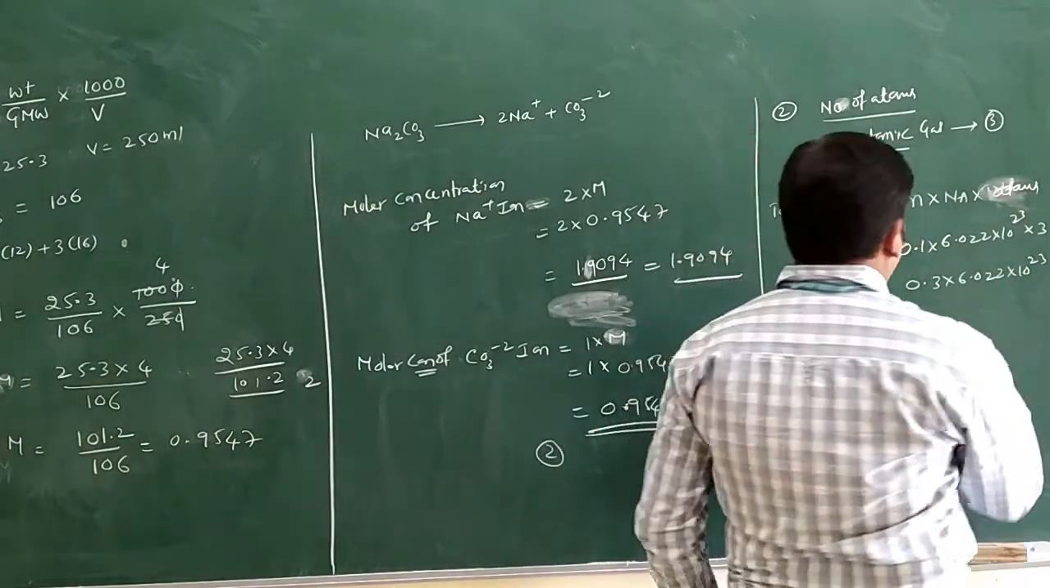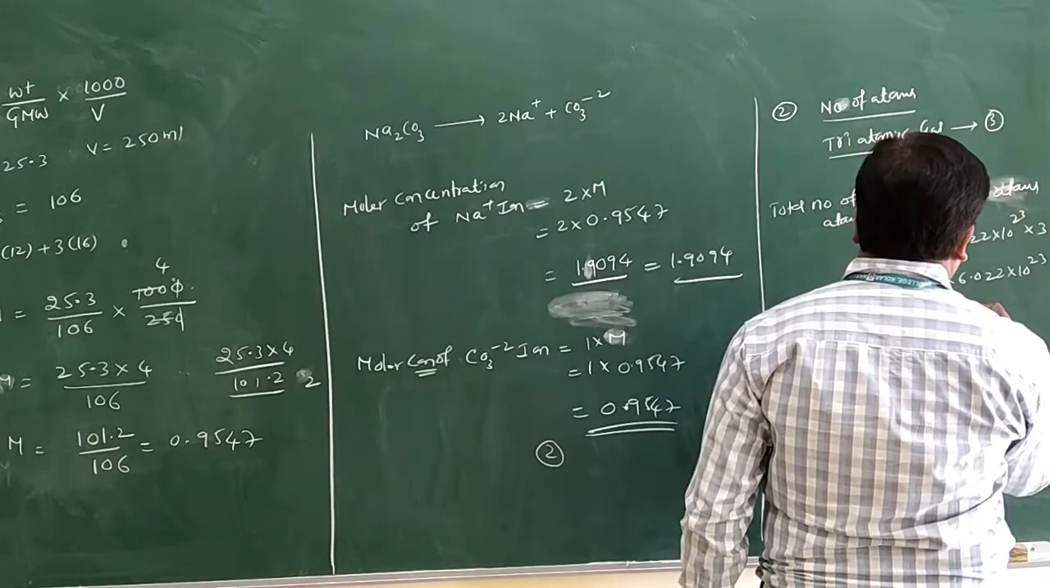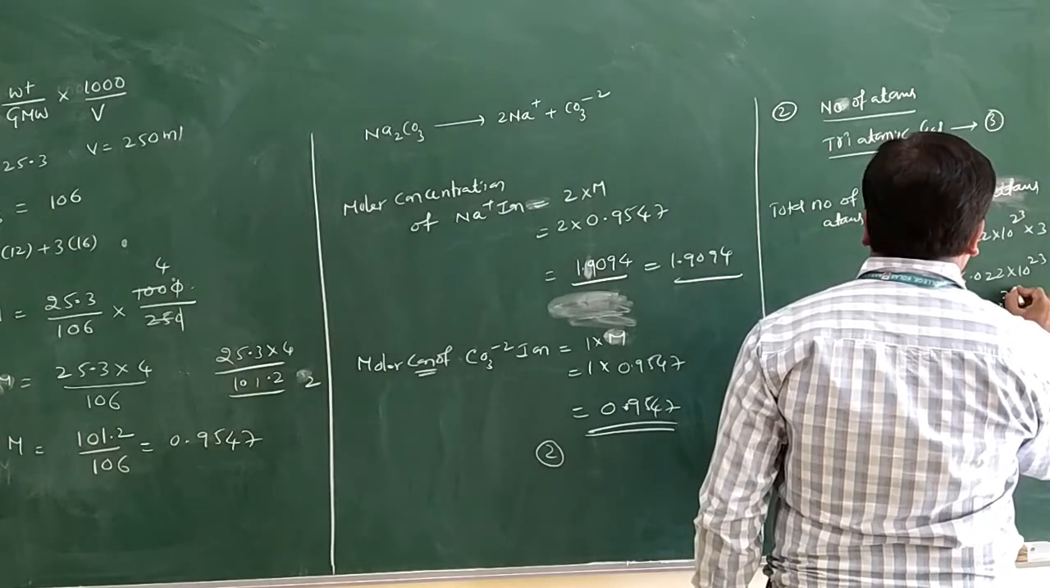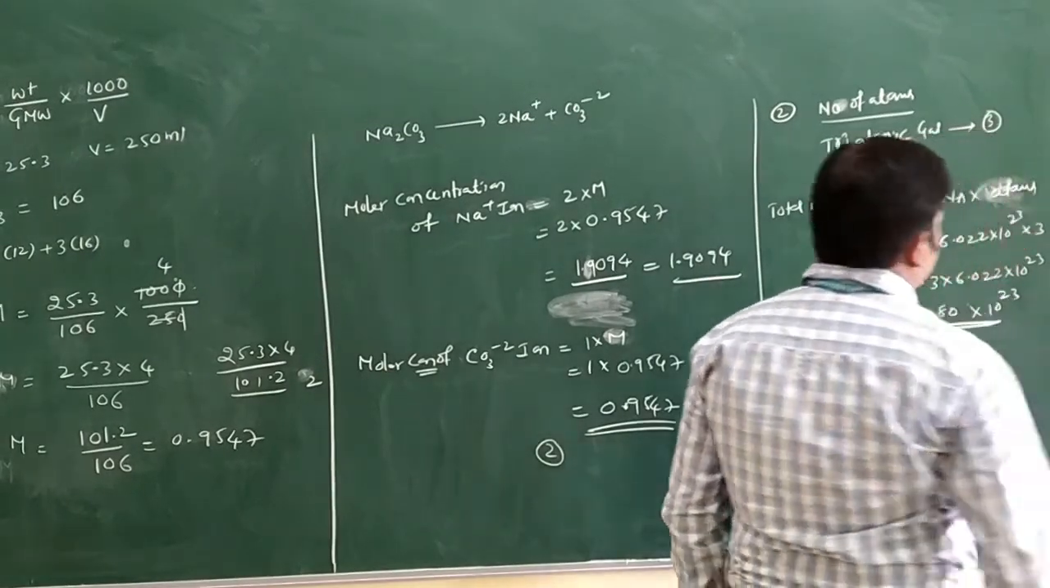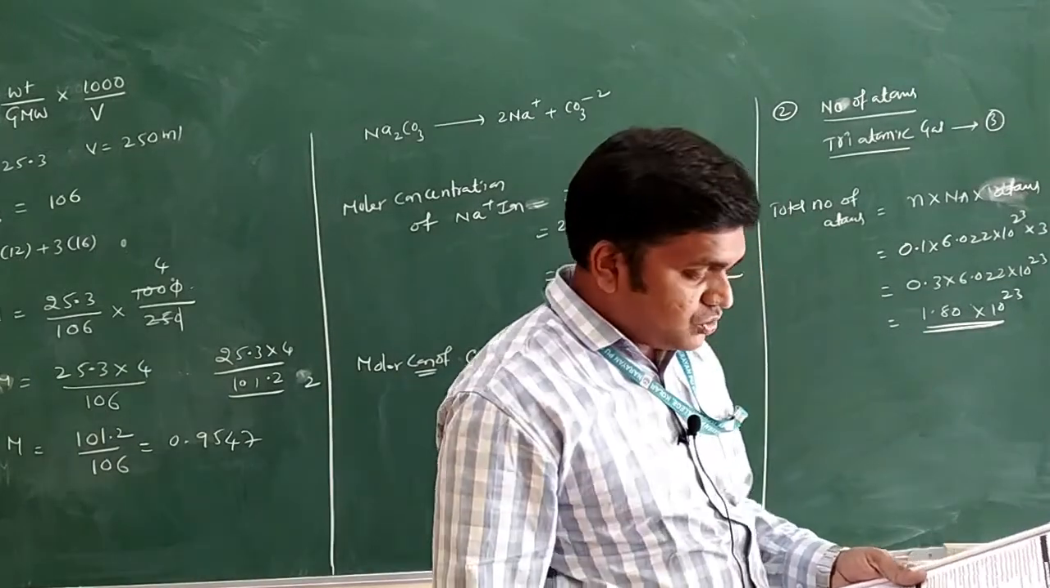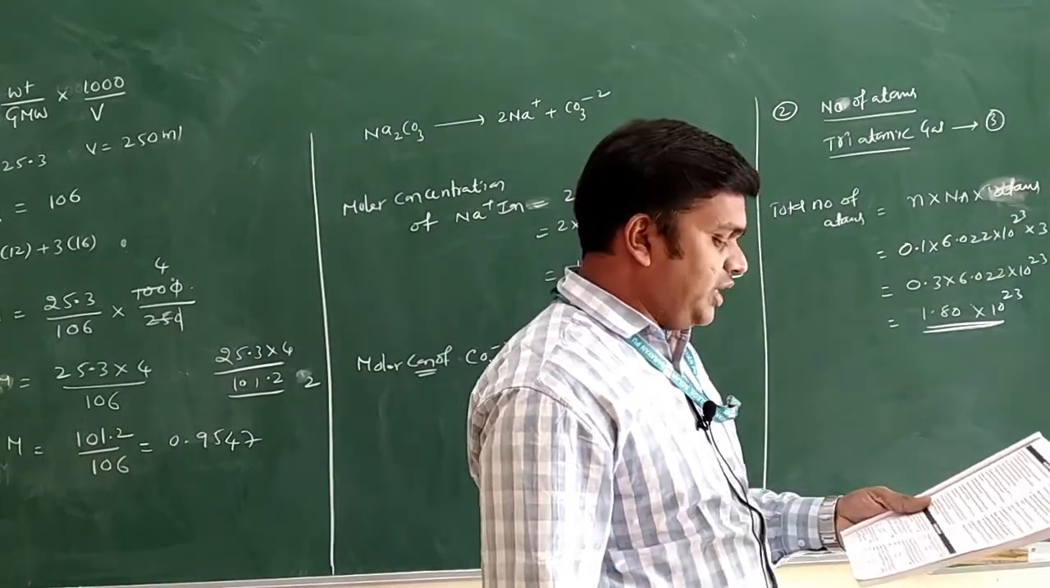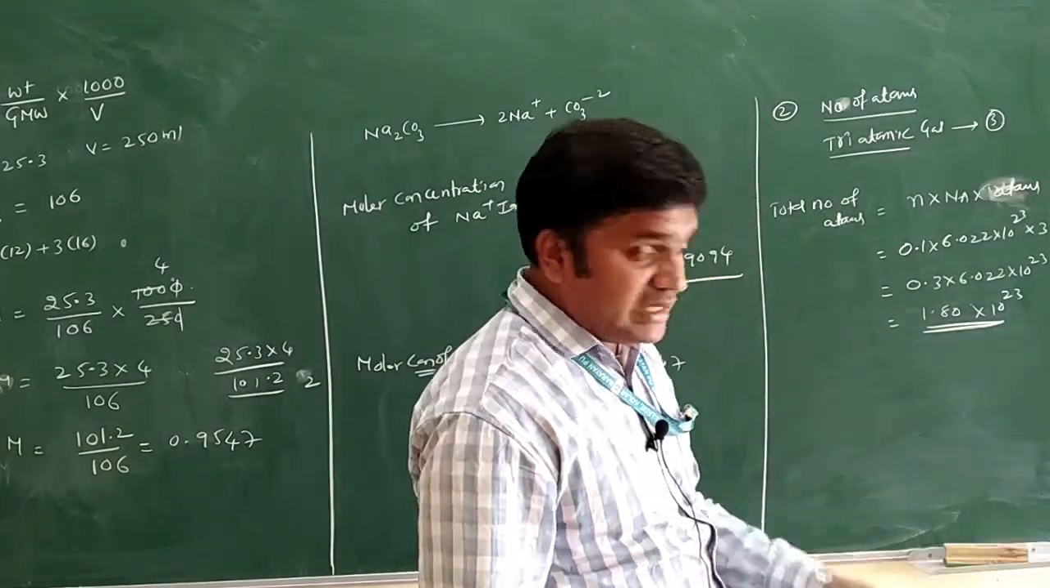So what will you get here? 1.80 into 10 power 23 we have. So what answer will you take? Option 2 for this question, that is 1.806 approximately.